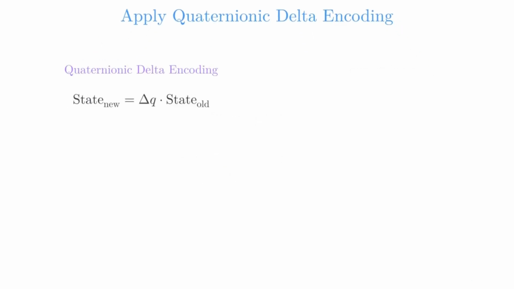We'll first see how a quaternion W plus xi plus yj plus zk becomes a 4x4 matrix. Then we apply the delta encoding rule, where the new state equals delta q times the old state. Let's work through it on the diagram.